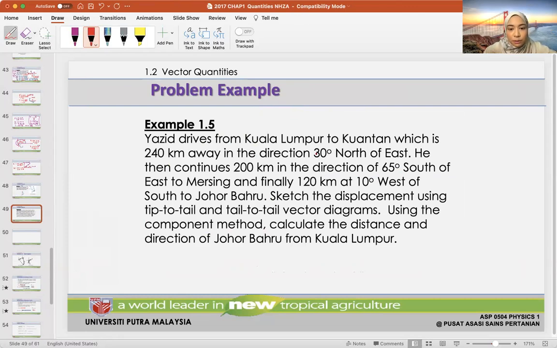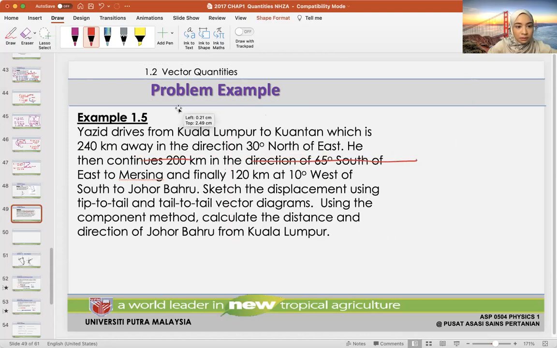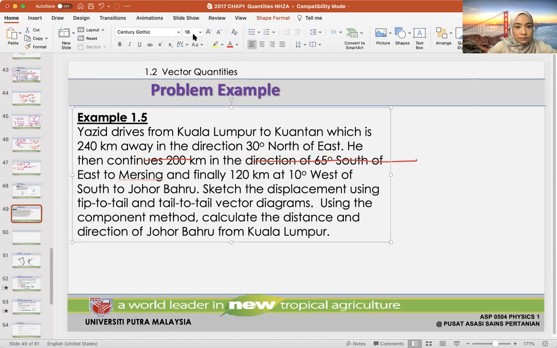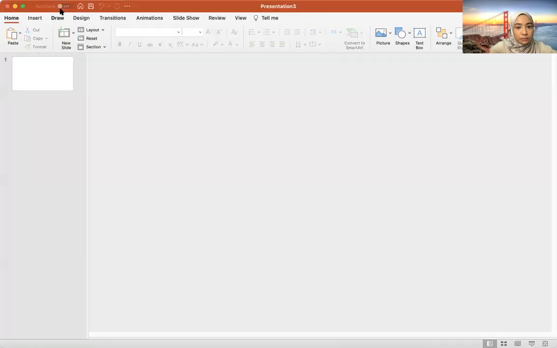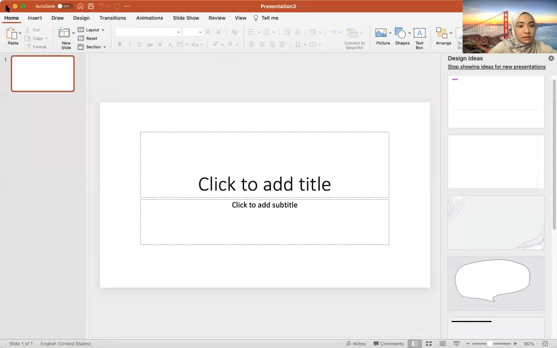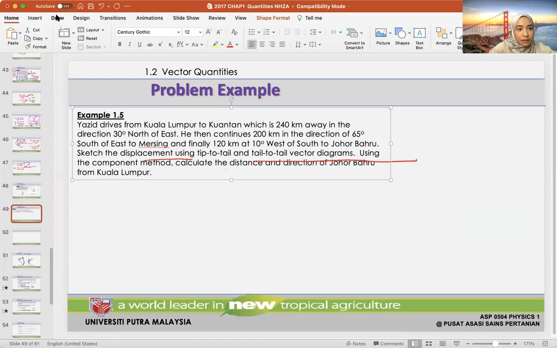Okay, so Yazid drives from Kuala Lumpur to Kuantan, which is 240 away, in the direction of 30 north of east. Okay, so let's try to draw this. Hopefully I'm doing justice to it.